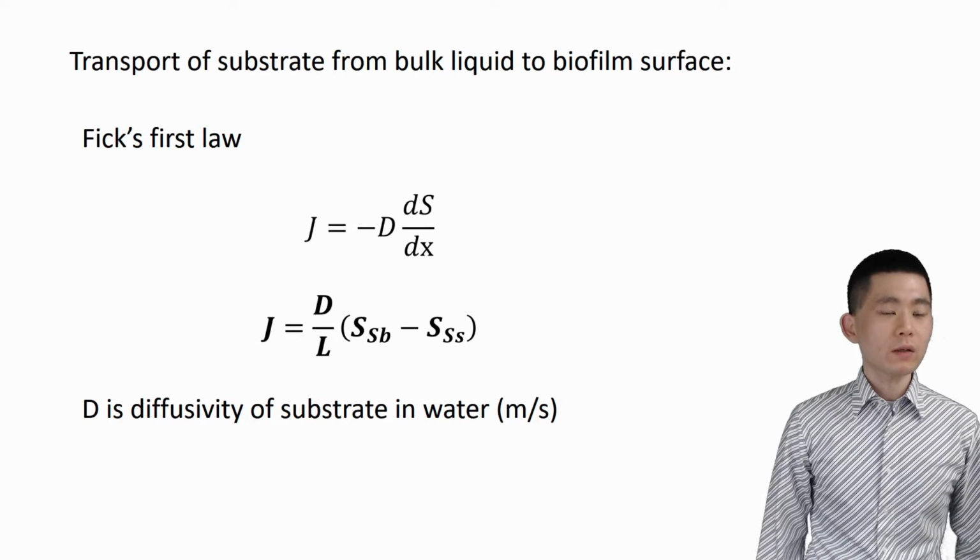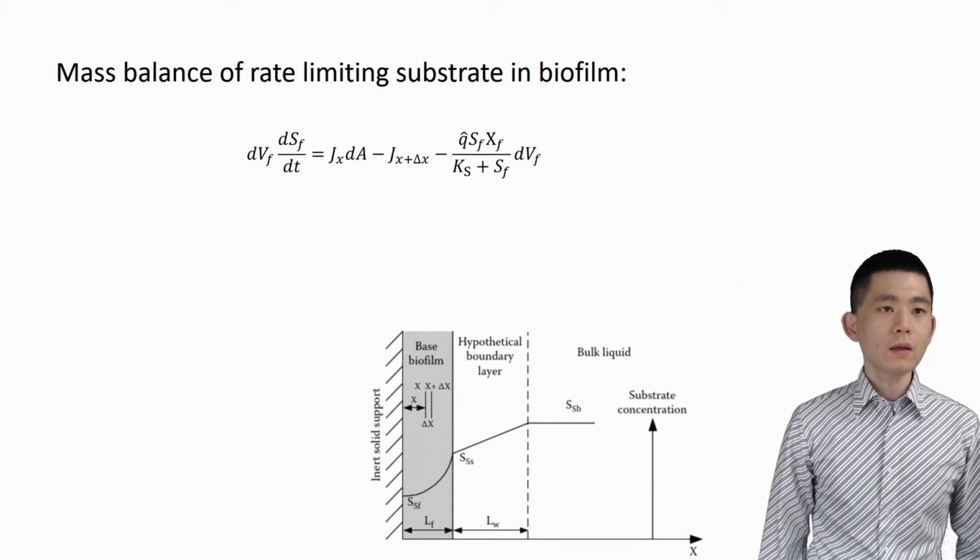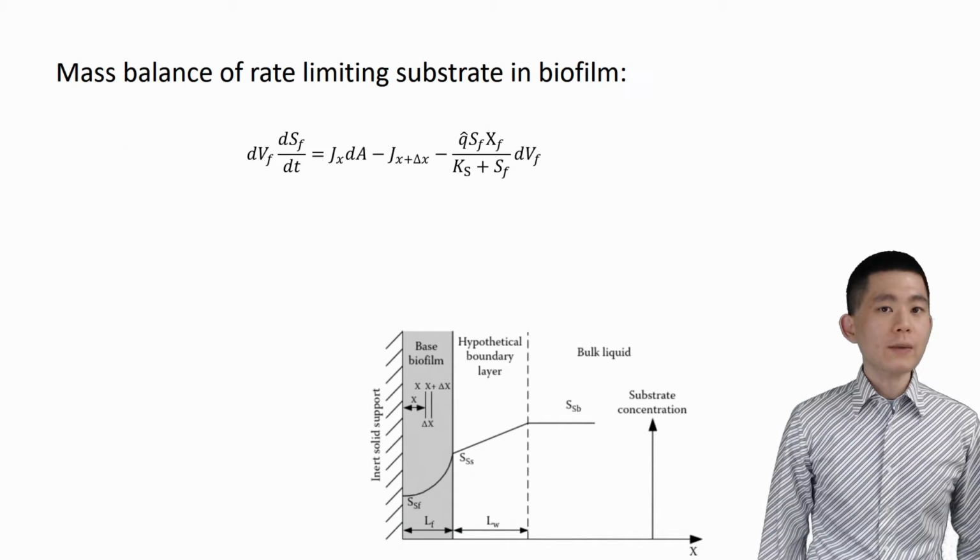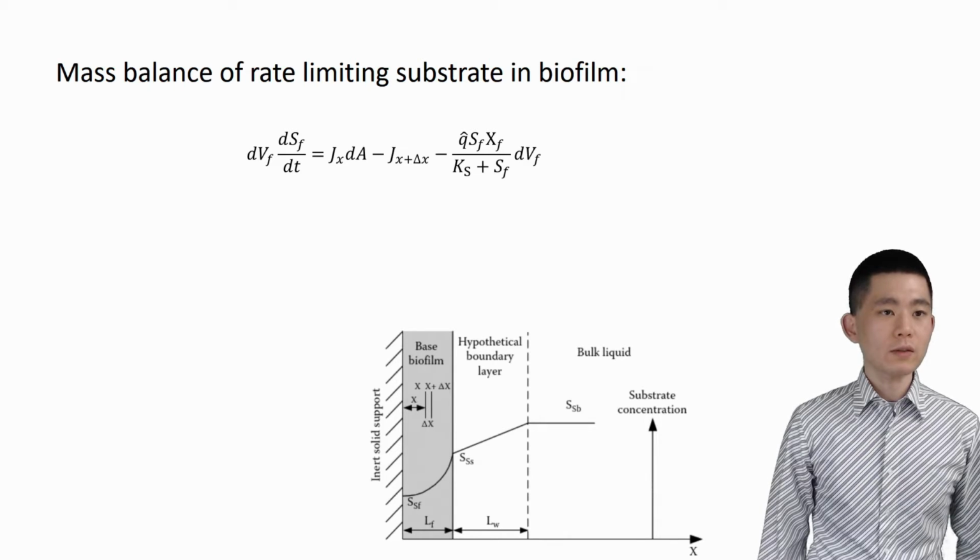In the boundary layer, there's no reaction. The substrate concentration gradient is simply S_Sb minus S_Ss. In the biofilm layer, the substrate is consumed along the depth of the biofilm. This is analogous to a plug flow reaction. So, we can use the differential layer method to find the substrate concentration gradient.